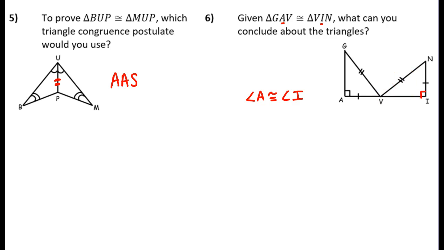What I do want to talk about is GA being congruent to VI. So I can say segment GA is congruent to segment VI. And then finally, if you haven't already noticed, we have not said anything about angle G and angle V. So angle G is congruent to angle V.